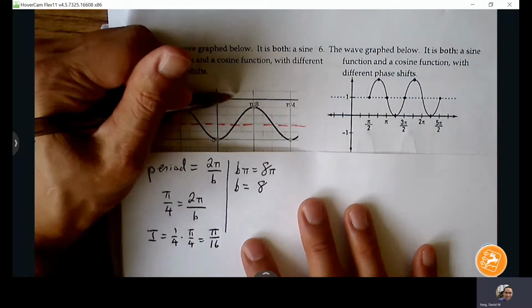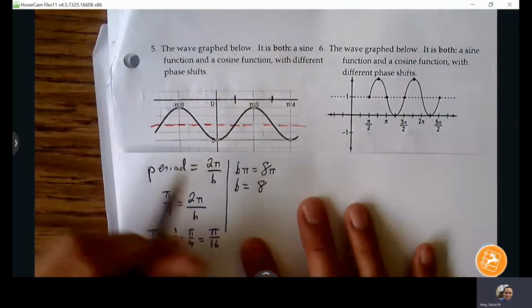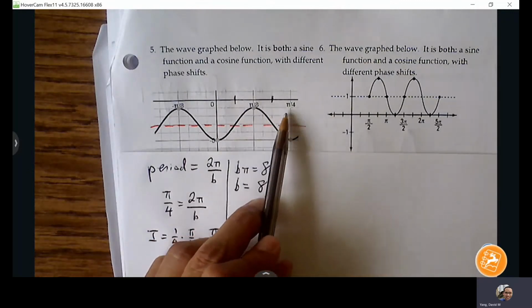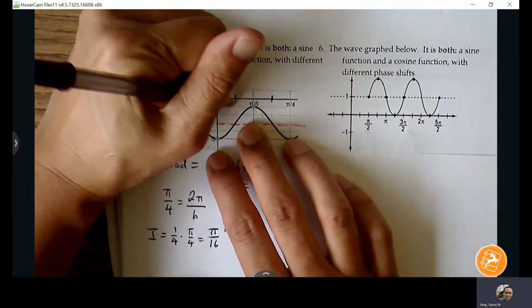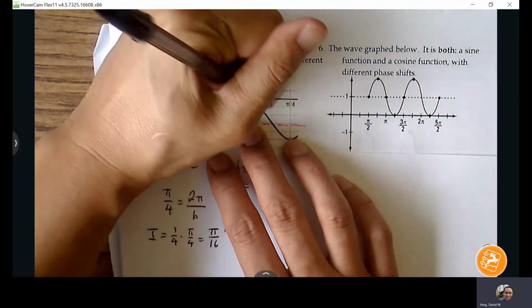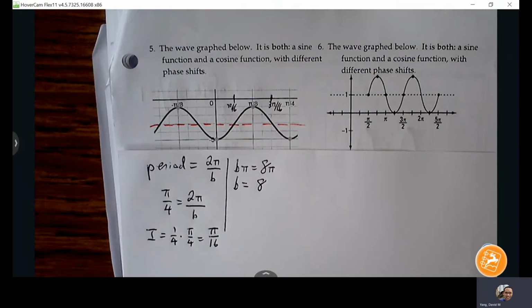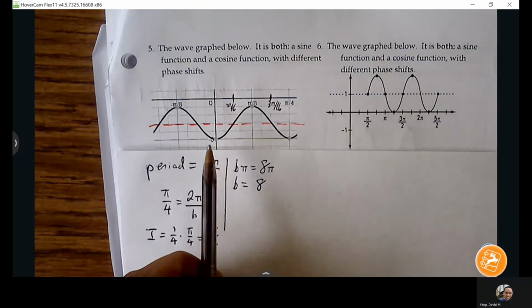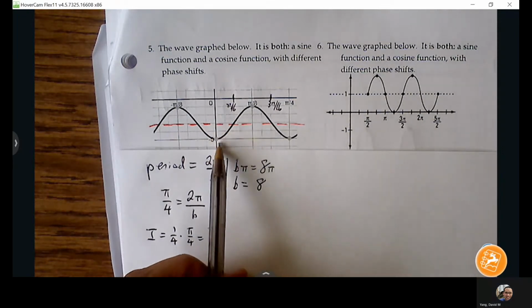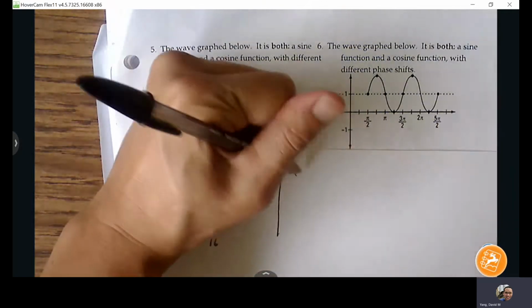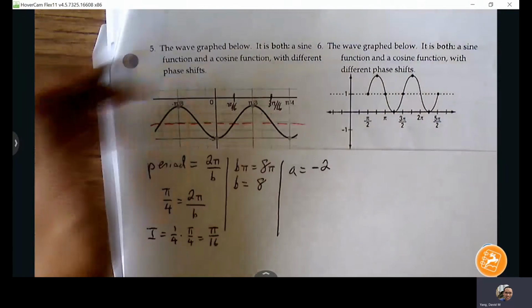So I can basically say that each of these intervals is pi over 16, right? This is pi over 16, 2 pi over 16, 3 pi over 16, 4 pi over 16. Okay, so we have our b value. What's our a value? Right, so I would say the amplitude is 2, but because we're starting at the minimum, we know there's a reflection going on. So I know my a value is going to be -2.